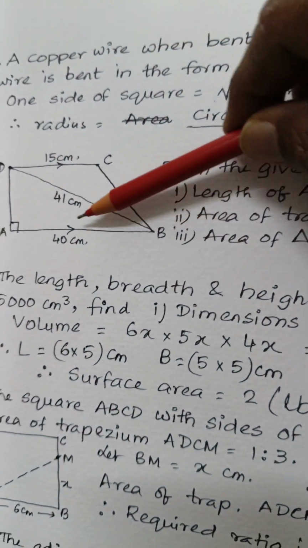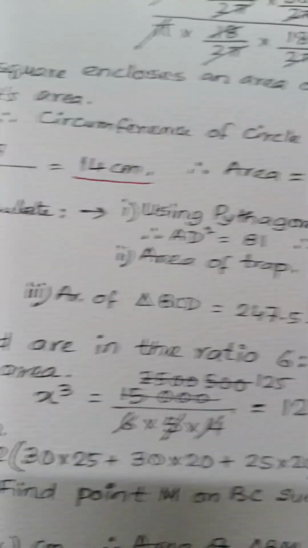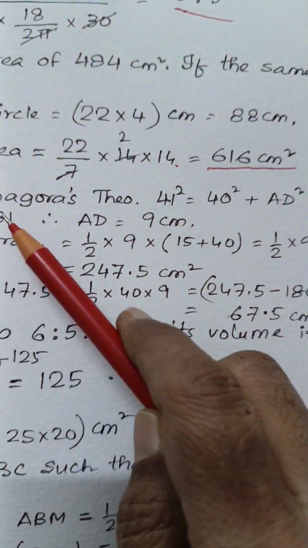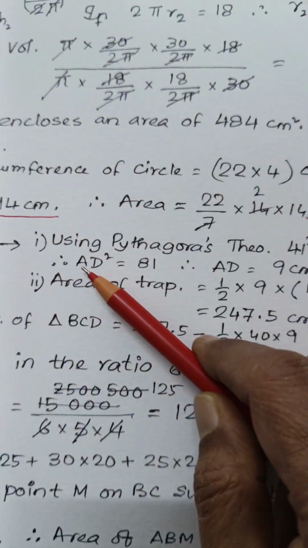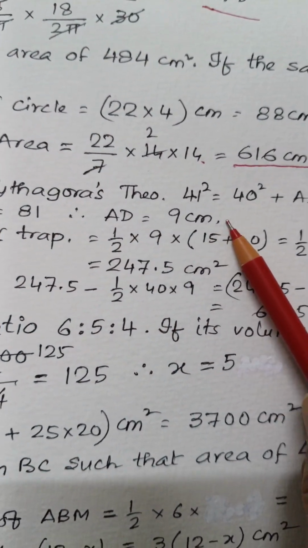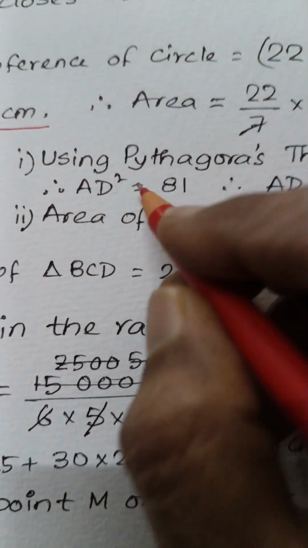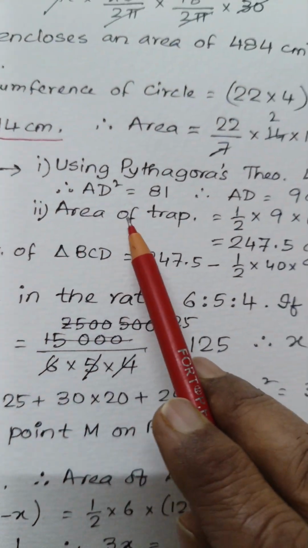Here we have hypotenuse is 41 centimeter. This is 40 centimeter. We will be getting AD square from here. So AD square is equal to 41 square minus 40 square, that is 81. So AD is equal to 9 centimeter. Why 9? Because AD is equal to root over 81.